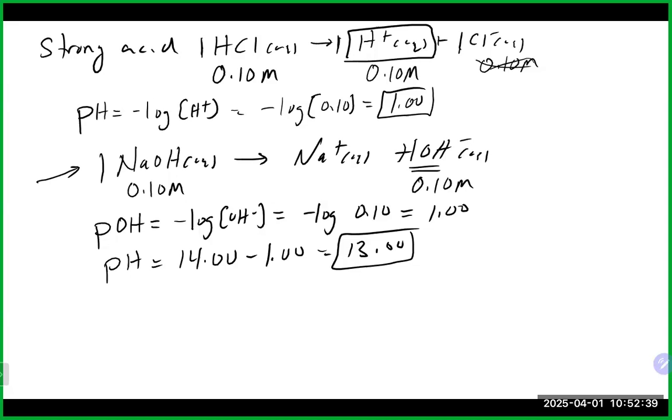So a lot of the times you're given generic H plus or OH minus concentrations, but occasionally you may be given an actual formula. And if that formula is a strong acid or a strong base, you could use it to figure out either the H plus concentration or the OH minus concentration. Then you could go into either the pH or the pOH equation to do that. Any questions on there?